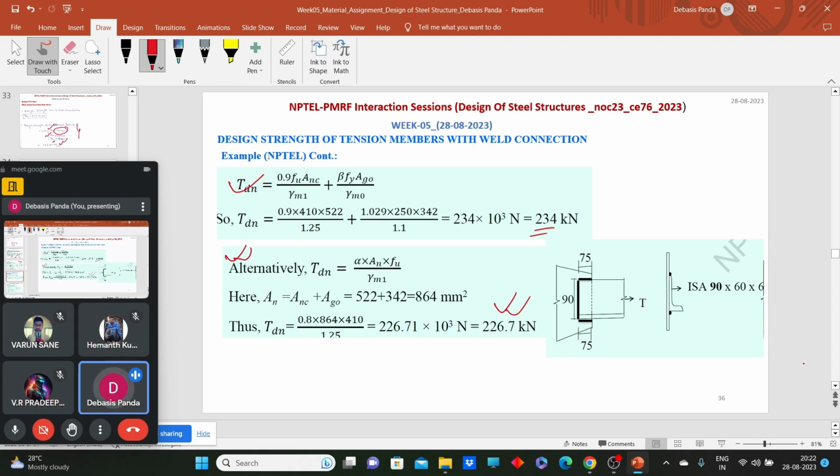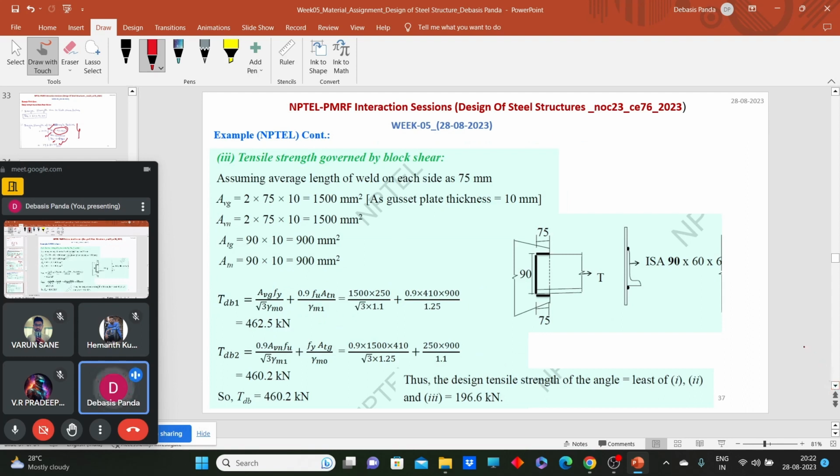Now we can calculate the strength due to block shear failure. So for the block shear failure, here it is easy, because these two planes will be my shear plane and this plane will be my tension plane, and we don't need to deduct any bolt hole here. So my gross cross sectional area along the shear plane and gross cross sectional area along the tension plane will be the same. So what will be the gross cross sectional area along the shear plane? It is nothing but 2 into 75 into 10, because 75 is the total length, 10 is the thickness of this plate, and 2, because we need to consider two sides.